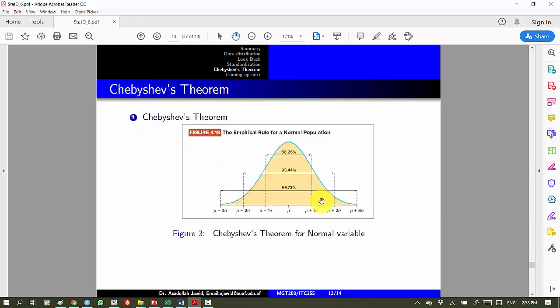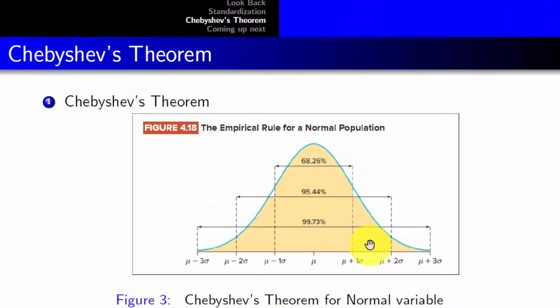Now, let's see this Chebyshev's theorem in a normally distributed statistical variable. This is the graph of a normally distributed statistical variable whose mean is here at the center. Now you know when we have a normal distribution, this is the center, this is the mean, which is also equal to the median. The interval which starts from the mean minus 1 standard deviation and ends at mean plus 1 standard deviation is this interval here.